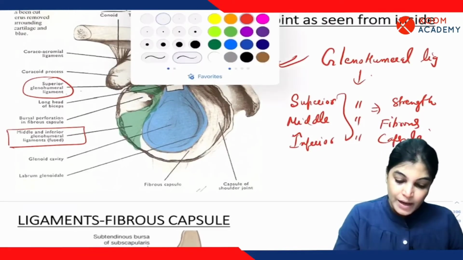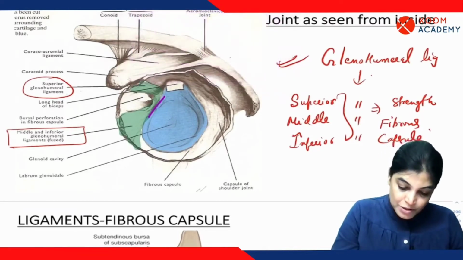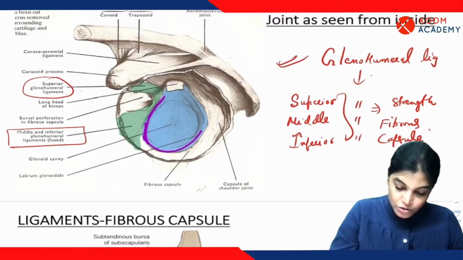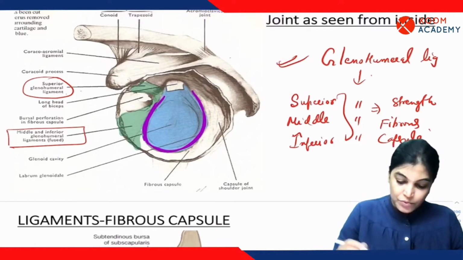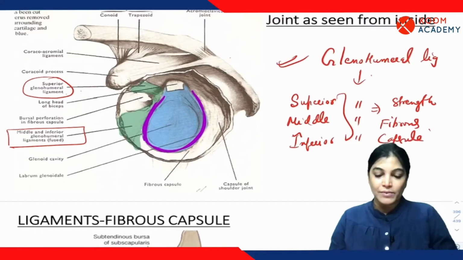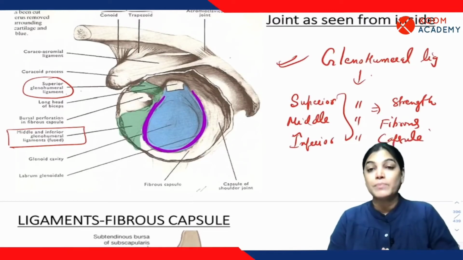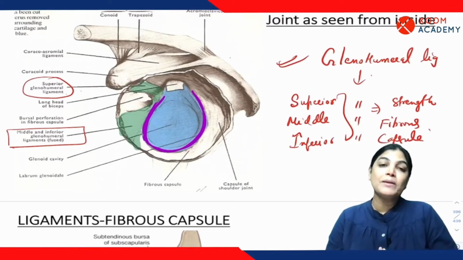Also in this diagram you can appreciate the attachment of glenoid labrum onto the periphery of the glenoid fossa. So glenoid labrum is deepening the cavity. What is glenoid labrum made of? It is made of fibrocartilage and it is deepening the joint cavity.